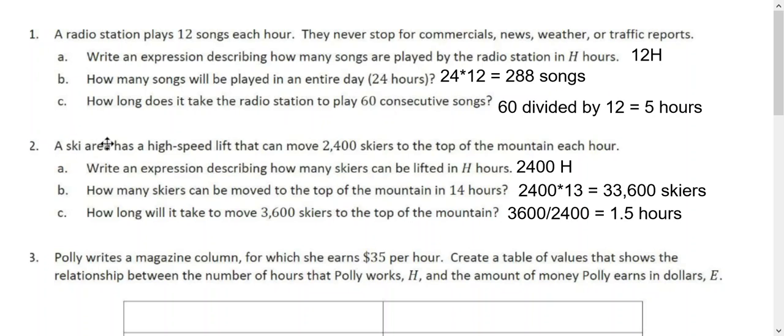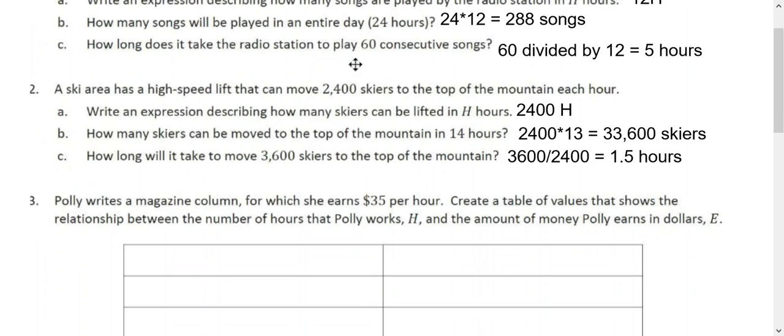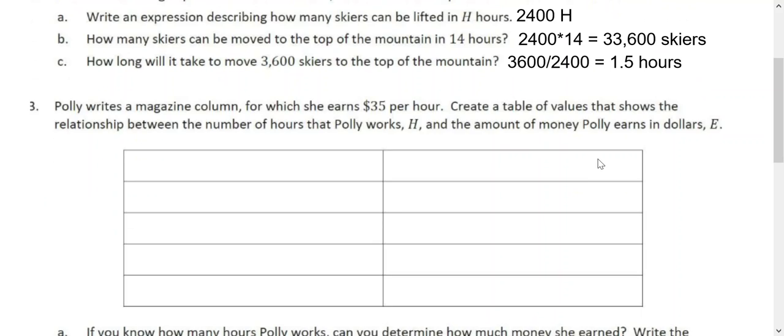Number 2, a ski lift. A ski area has a high-speed lift that can move 2,400 skiers to the top of the mountain each hour. So it's going to be 2,400 times H. And how many skiers can be moved in 14 hours? Oops, I did this one wrong. It should be 2,400 times 14, and it is 33,600 skiers. And how long will it take to move 3,600 skiers to the top of the mountain? 3,600 divided by 2,400 is 1.5 hours.